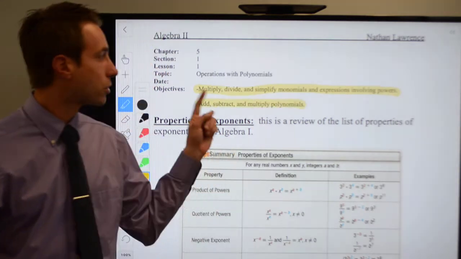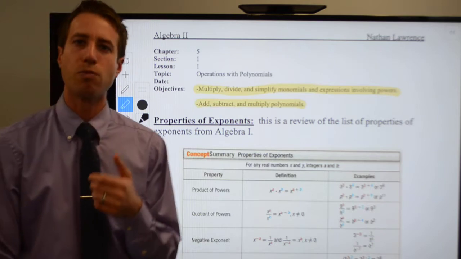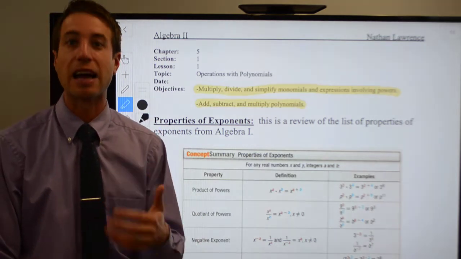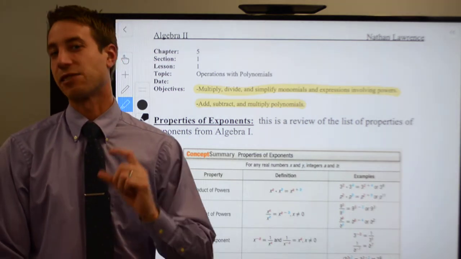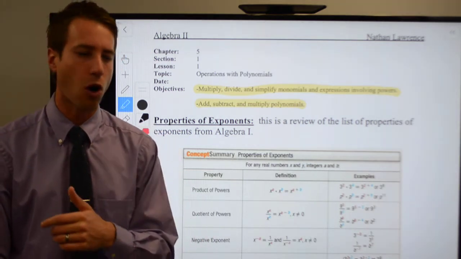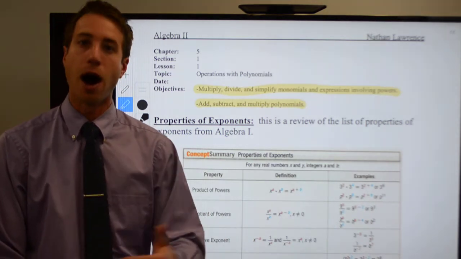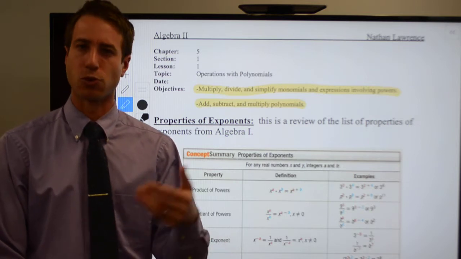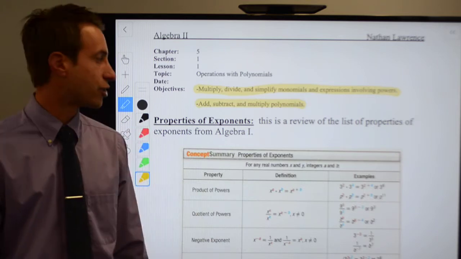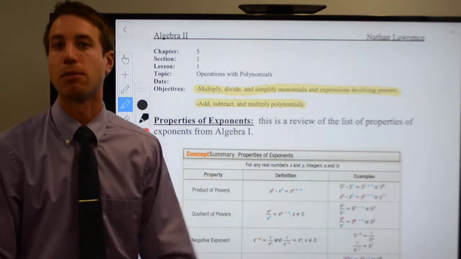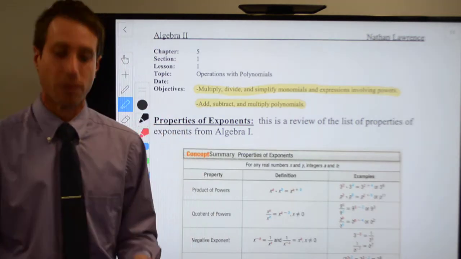You're going to need to be able to multiply, divide, and simplify monomial expressions involving powers. Since we're going to be dealing with a lot of exponents in this chapter, we're going to take this first section to review all of the properties of exponents that you learned in Algebra 1, and then take a look at a number of example problems where we have to use them. The last thing we'll do at the end of this section of notes is add, subtract, and multiply polynomials. We'll actually get to dealing with operations of polynomials. So let's jump right into it.